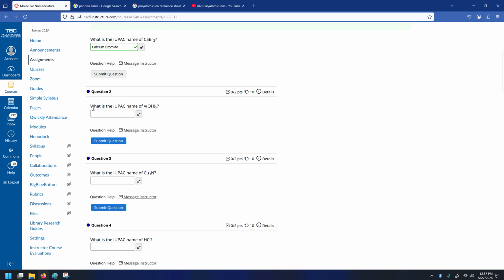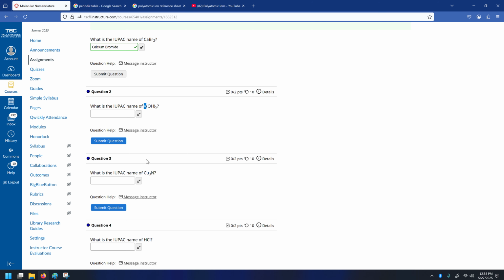Yay. Okay. What is the IUPAC name of V(OH)5? You want to take note of how many elements are present in any of these compounds, because that's a really good indicator of what type of compound it is. I count 1 for the V, 2 for the O, and then 3 for the H. There are 3 elements here. If there are more than 2 elements, then you have a polyatomic ion somewhere in your compound.